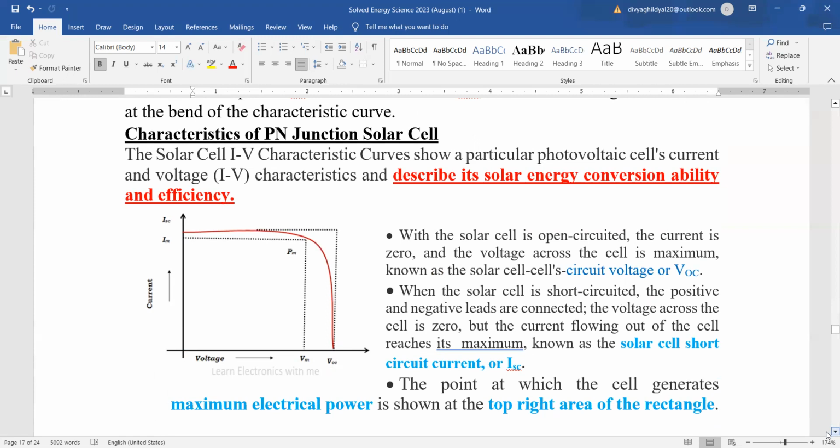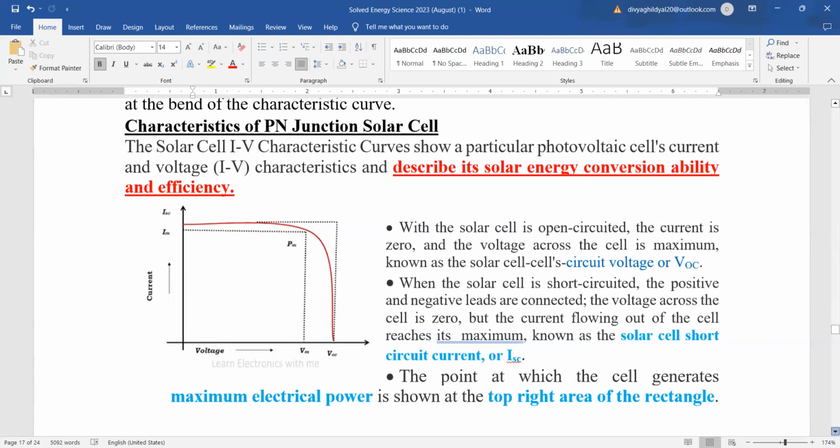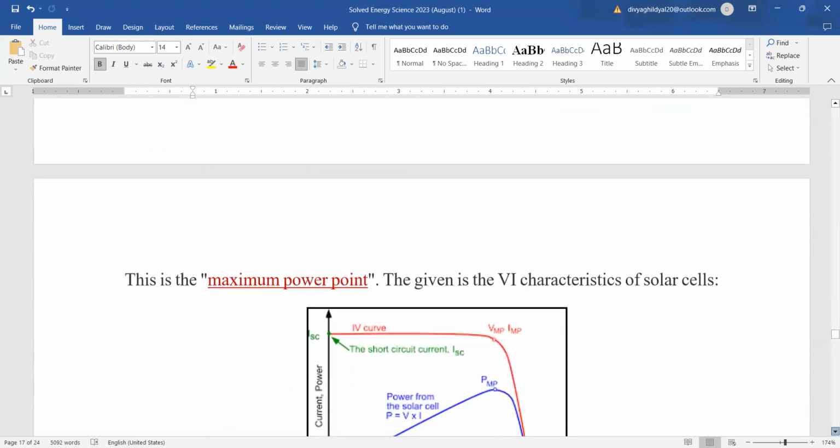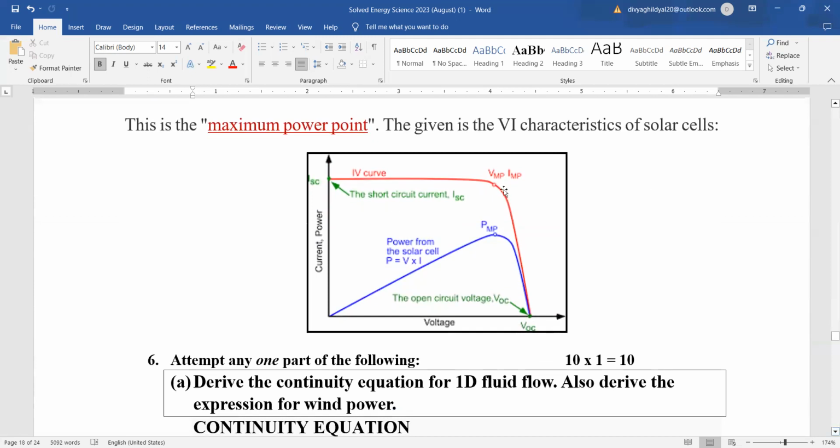Have a look at this plot here. When the solar cell is open circuit, current is 0 and the voltage is maximum. And on this axis, when V is 0, the current is maximum, which is known as solar cell short circuit. The point at which the cell generates maximum electric power is known as the maximum power point. You can explain this curve in more detail or do the labeling like this. This will fetch you a good 5 marks, and more with the explanation which I have given.